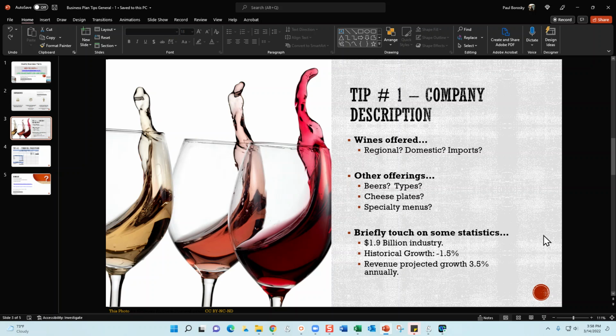The whole synergy going on here really adds a lot of weight to the situation, whether you're looking for funding, or you're just trying to gather your thoughts and ideas. So, in summary, company description section, definitely list your wines, but keep it short and sweet. Make sure to talk about secondary revenue generators, and then include some statistics in there.